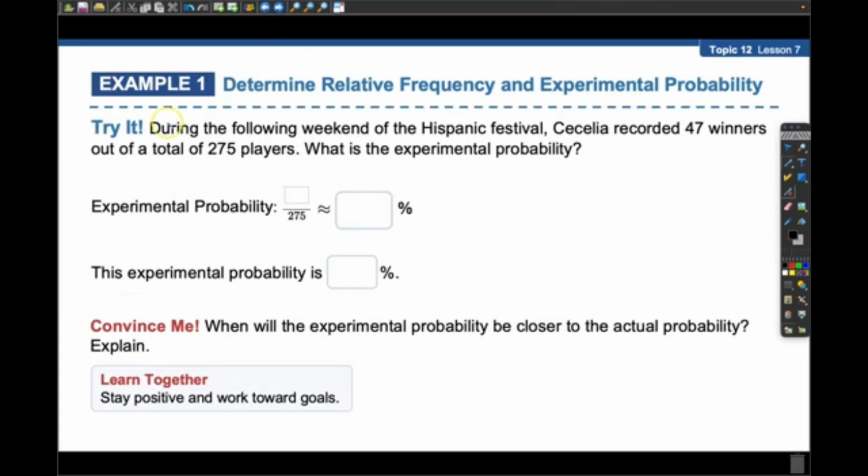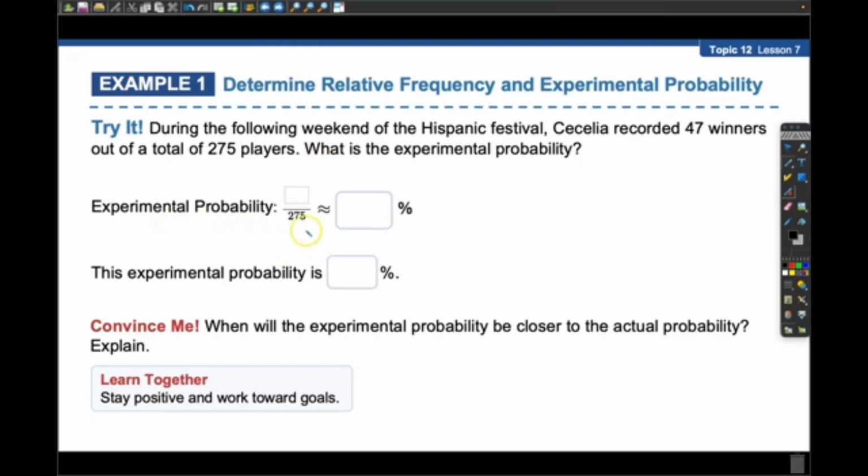All right. Example 1, try it. During the following weekend of the Hispanic Festival, Cecilia recorded 47 winners out of a total of 275 players. What is the experimental probability? Okay, quickly pause it and you try and work this out real quick. All right, you should have paused it.